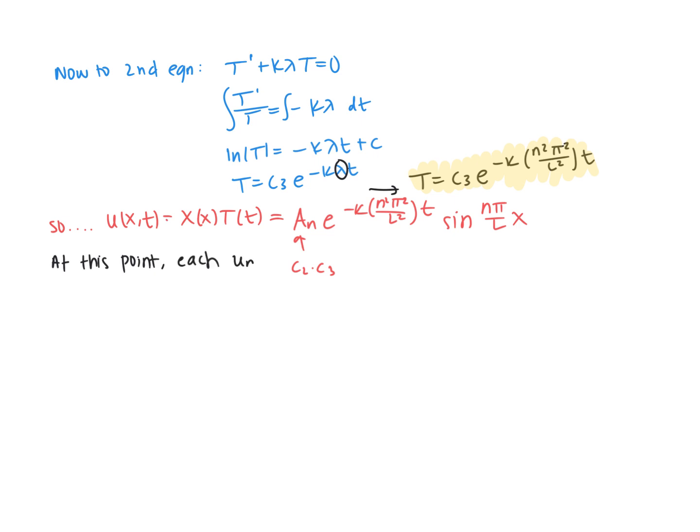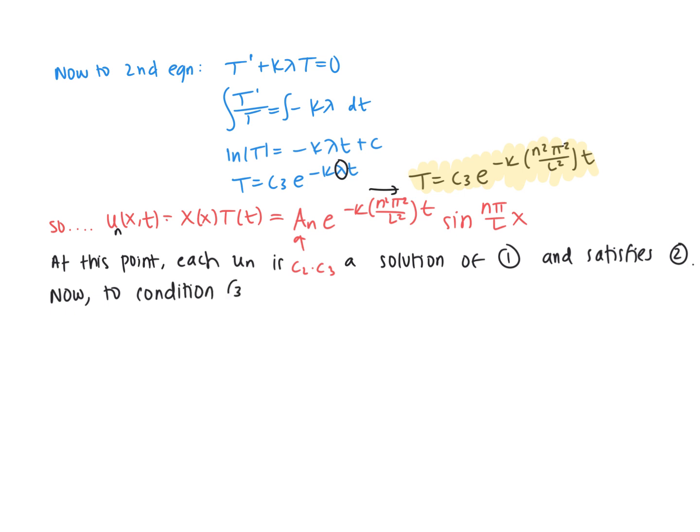Each u_n, because this is really based on the value of n, is a solution of the equation. That's what 1 is. And it satisfies those second conditions. Now we need to look to condition 3. So the only condition we haven't used so far is the initial temperature distribution, which looks like this.